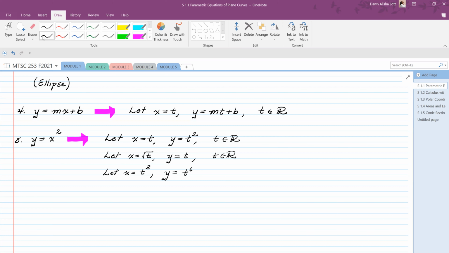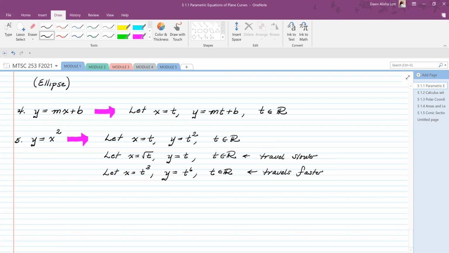Okay. Right. So this one actually travels faster, and this one will travel slower. Okay, so those are different ways to do that.